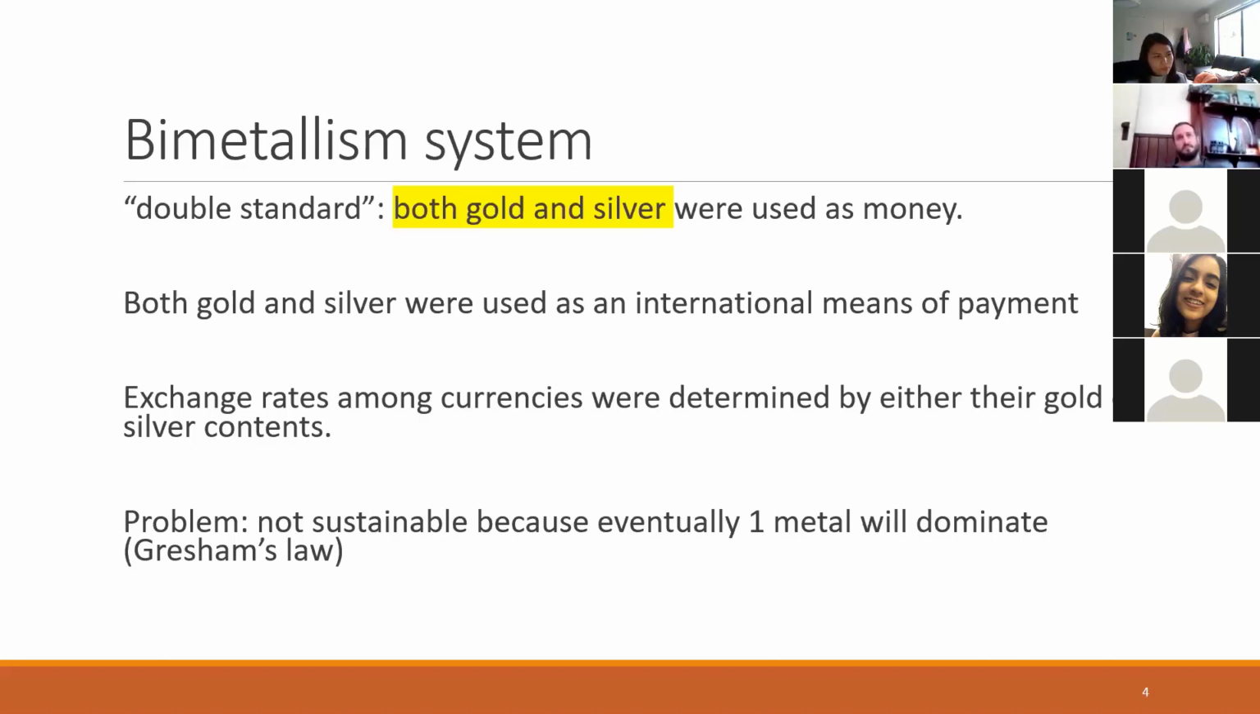So back in time in the 1800s, people discovered gold mines around the world. So in the US, there were new gold mines discovered. So as the gold supply becomes more abundant, the value of gold relative to silver becomes less, okay? So as a result, people exchange gold in the system and they keep the silver, okay? So eventually gold was the only metal that was exchanged in the system.